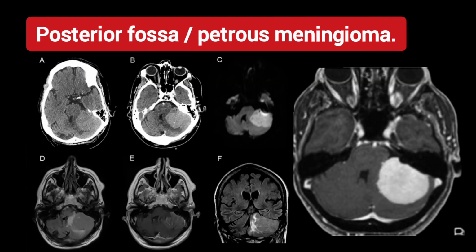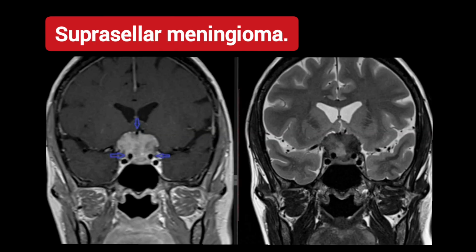Posterior fossa petrous meningioma forms on the underside of the brain. It can press on the cranial nerves, causing facial and hearing problems. Petrous meningiomas can press on the trigeminal nerve, causing a condition called trigeminal neuralgia. Suprasellar meningioma arises from the base of the skull near the pituitary gland and the optic nerve. Tumors in this area can cause visual problems and dysfunction of the pituitary gland.